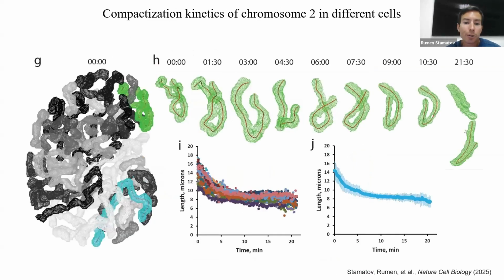We also looked at the condensation of one specific chromosome, but over many different cells, just to see if the condensation follows the same kinetics. And it does. This is an example of chromosome 2 in 9 different RPE cells. And we can see that the condensation kinetics between them agrees very well between replicates.